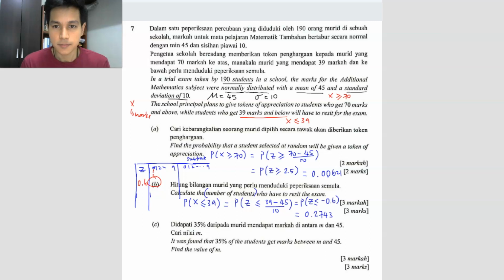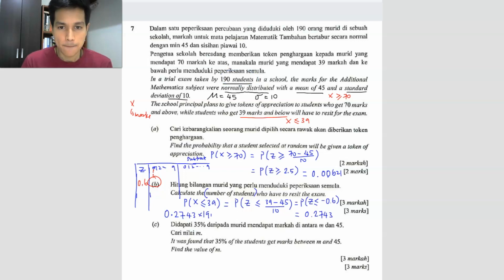Of course this is not your answer, because they ask for the number of students. They're not asking for the probability, they're asking for the number of students. The probability of the students who have to resit is 0.2743. So if you want to find the number of students, you must multiply by the total number of students. The total number is 190 students, so times 190.